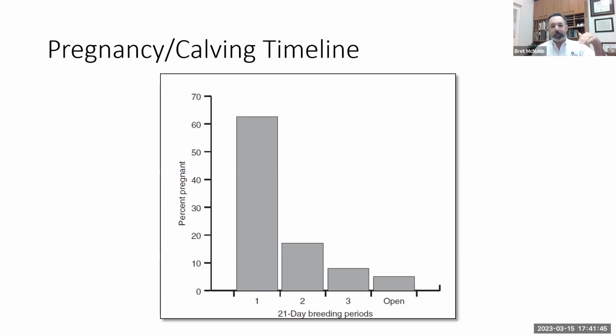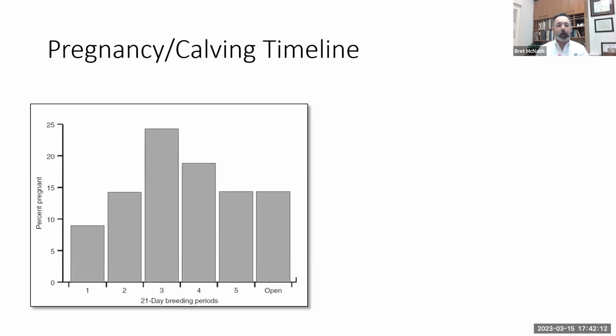So if we think that most cattle are going to be bred by the time they've cycled 3 times or had 3 21-day cycles in the herd, we'll expect a few to be open at the end because, of course, it's very rare that we get 100% pregnancy rates in most herds. So if we keep this as the expected normal, we can look for deviations from this to define abnormal on the herd level.